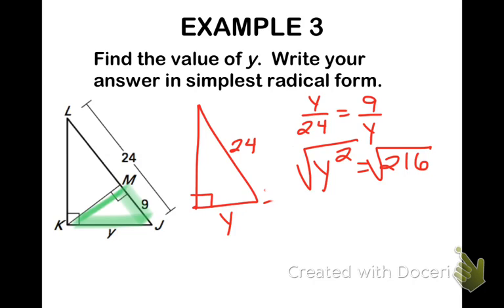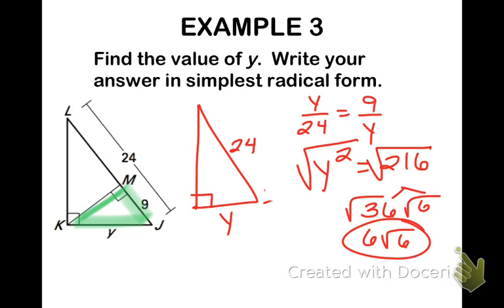Now think back to our geometric mean. How do you simplify that? What's the largest perfect square that we can get to go into 216? Is it 64? No, that's too big. 36 times 6. Yes. It is 36 times 6. So what does that simplify to? 6 square root 6. Good.